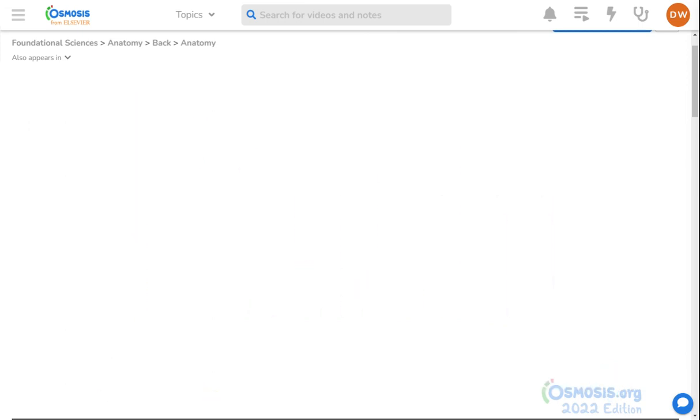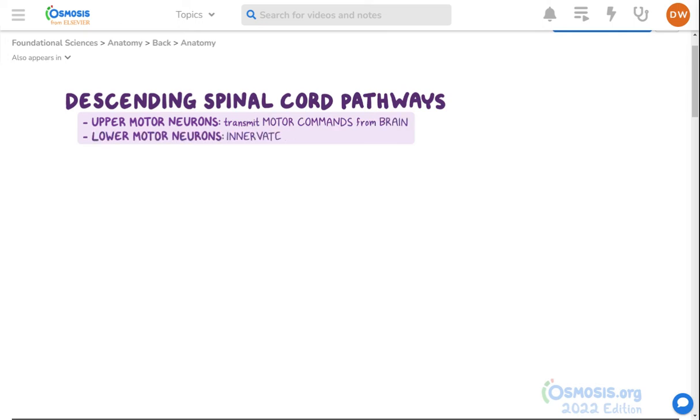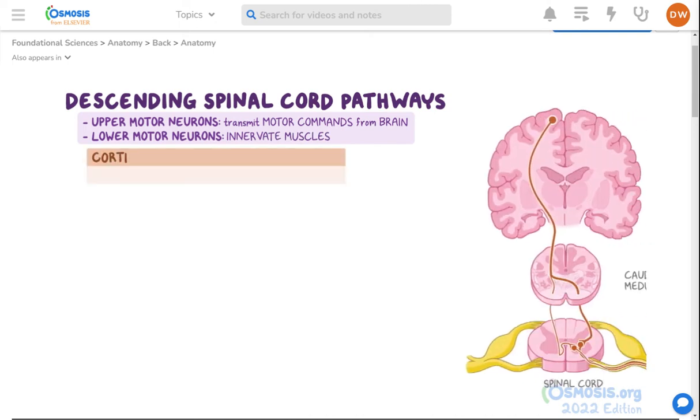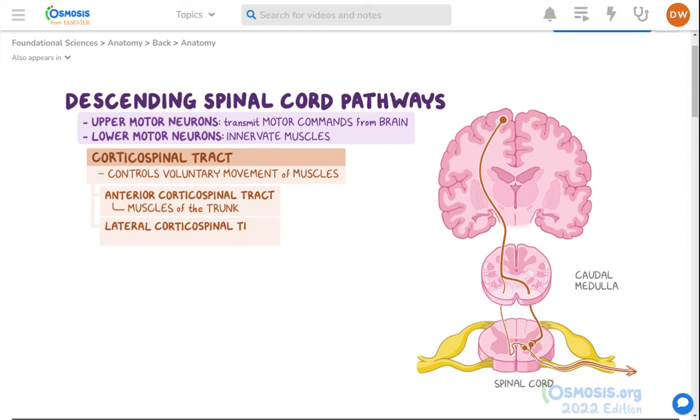Alright, as a quick recap, descending spinal cord pathways consist of upper motor neurons, which form tracts that transmit motor commands from the brain to the spinal cord, and lower motor neurons that directly innervate the muscles of the body. The tracts that originate from the cortex are the corticospinal tracts, which helps control the voluntary movement of our muscles. The corticospinal tract is divided into the anterior corticospinal tract, which mainly helps control the muscles of the trunk, and the lateral corticospinal tract, which helps control muscles of the limbs.